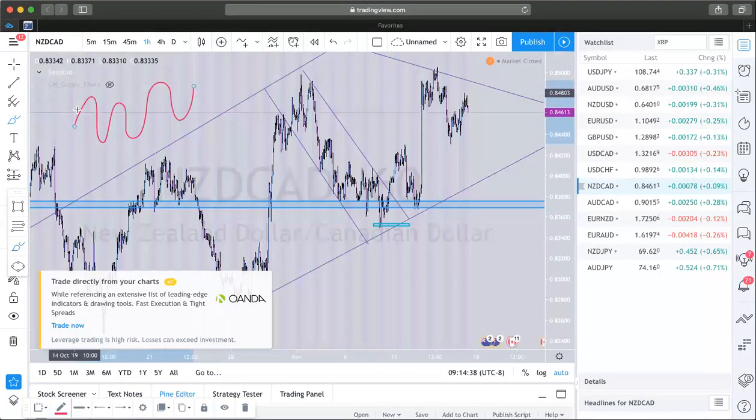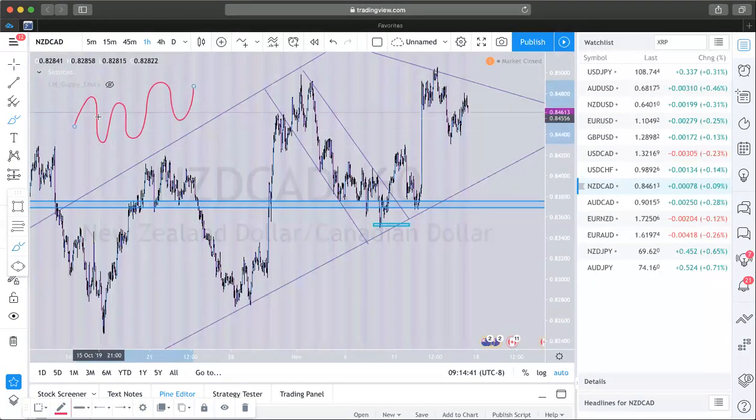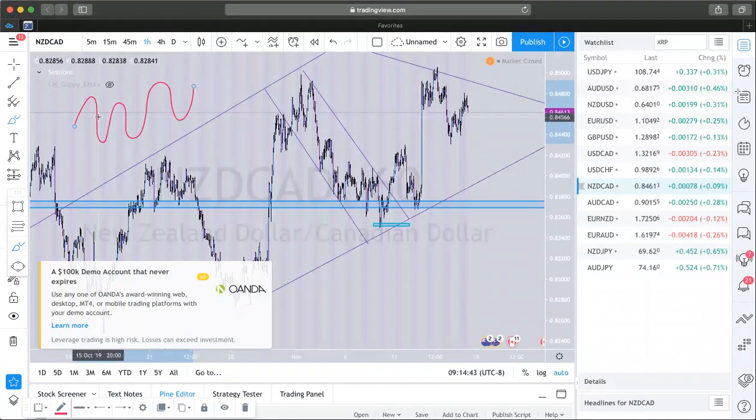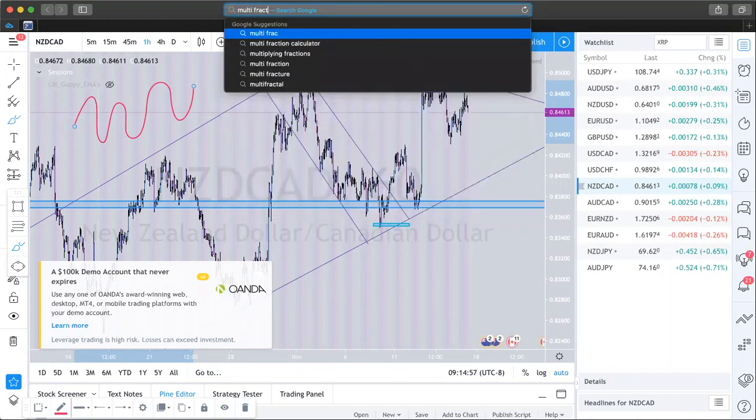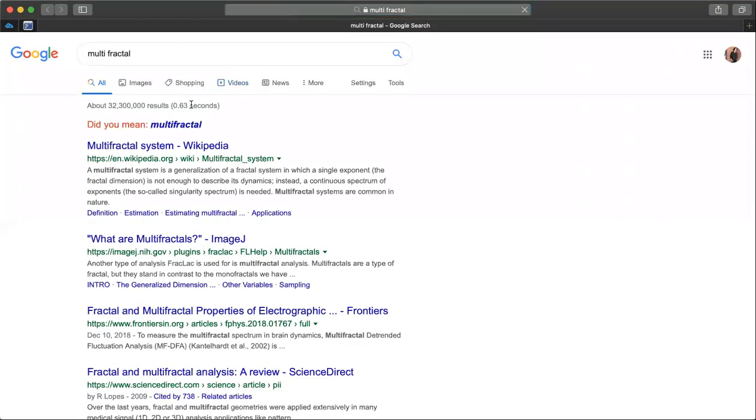You say, oh, market structure showed a sine wave. No, the market itself is a sine wave, right? And it's also a multifractal. A multifractal is the same pattern being repeated over and over on different scales. Let's actually look up multifractal. Let's see what this is.